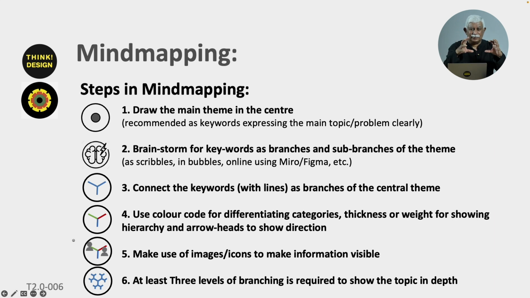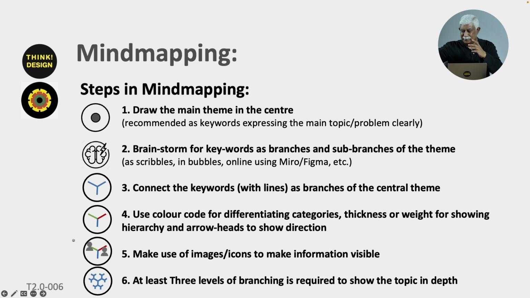You can add color to differentiate categories. A simple thing is to vary the thickness and weight of the lines or the words, so you can build hierarchy. You can show what is more important than the others. You can use arrows to show the direction in which the branches are happening. Sometimes instead of words, you can also add images to it, so the mind map becomes much more visible.